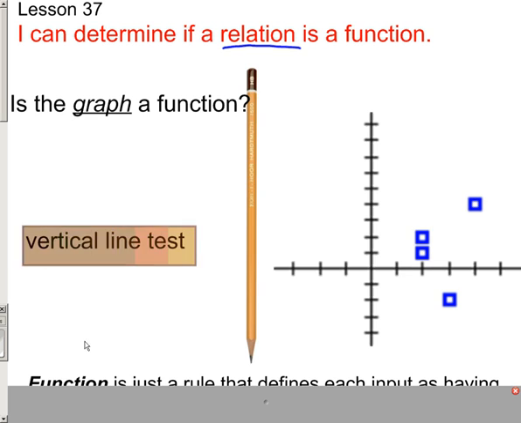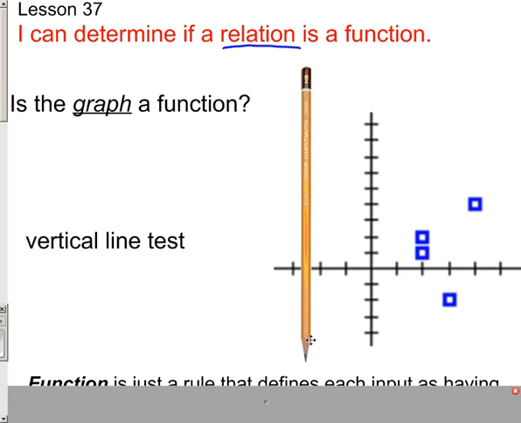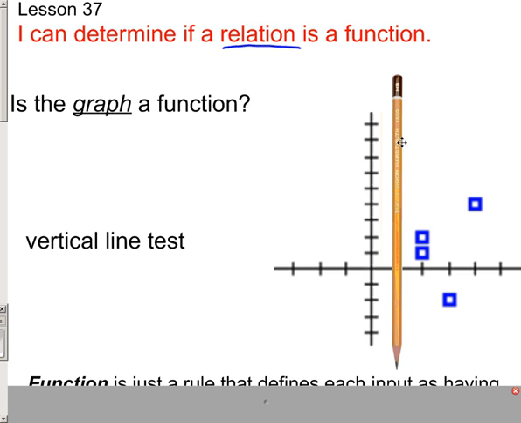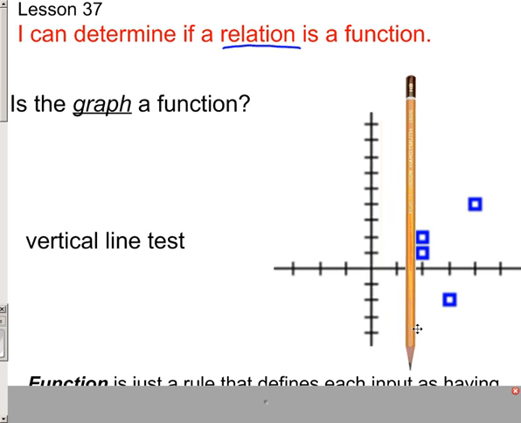How do we do this? Well, we're going to do what's called a vertical line test. You take your pencil or your finger and you wave it right across your paper. Your pencil should be lined right up and down with your y-axis. It should be parallel to it. If your pencil bumps into 2 points at the same time, then it flunks the vertical line test. So this is not a function.